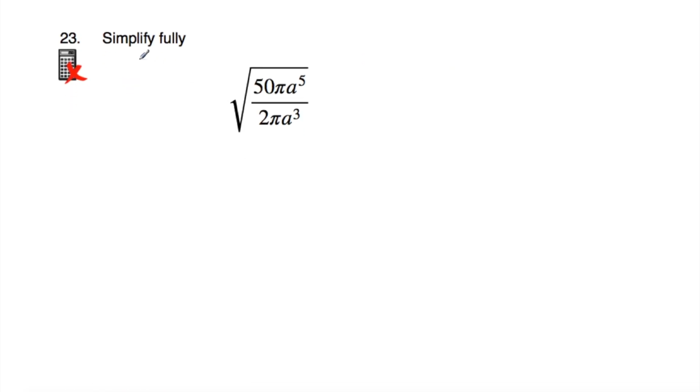So question number 23, we've been asked to simplify fully the square root of 50 pi a to the power of 5 divided by 2 pi a cubed. Okay, so in terms of this, let's do the division to begin with. So we're going to have the square root of, and then 50 divided by 2 is 25. Pi divided by pi is 1, so it will just cancel out. And then you've got a to the power of 5 divided by a to the power of 3. So you're going to take away your powers. So 5 take away 3 is 2. So it's going to be a squared.